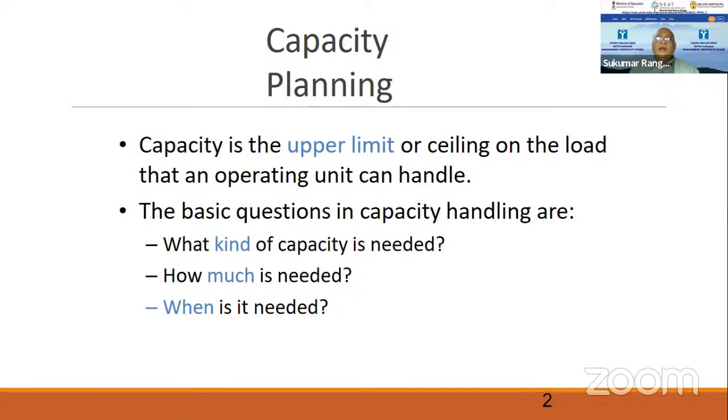The basic questions in capacity handling are what kind of capacity is needed, how much is needed, and when it is needed. The need for capacity can be linear throughout the year. It can be seasonal, especially in the case of food products. A coconut may be available throughout the year, or a banana may be available throughout the year.